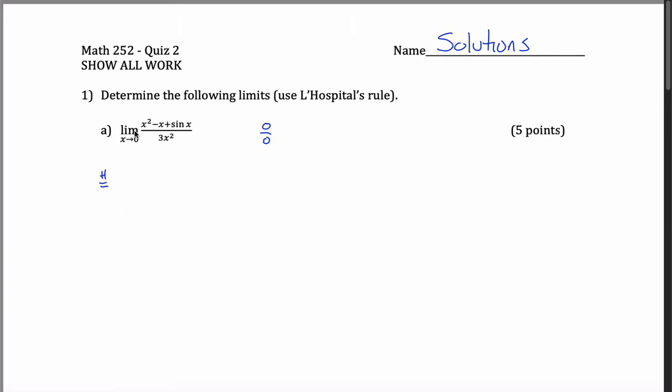And L'Hopital's rule tells us that this limit is equal to the limit of the quotient of the derivatives of the top and the bottom here. What I'm saying is take the derivative of the top and the derivative of the bottom. Let's start with the bottom because it's easier. Derivative of 3x squared, just using the power rule, would give us 6x.